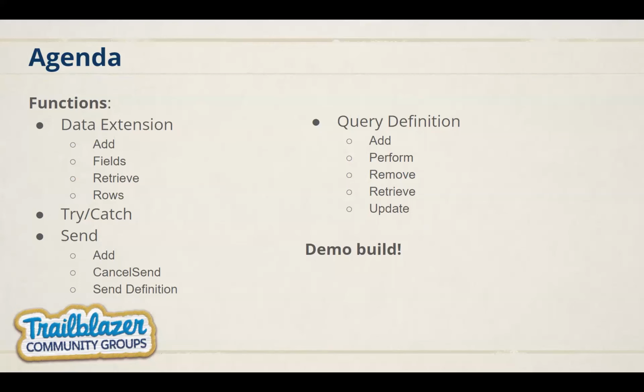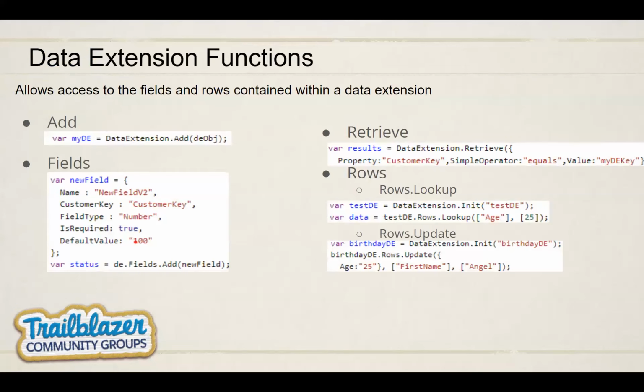All right, so let's get started here. So the data extension function. The data extension functions allow access to the fields and rows that are contained within a data extension. So, as we've mentioned in previous sessions, we have to initialize the object first, but the add function creates a new data extension and returns an initialized data extension object. So you'll see here I've included some sample code snippets as well to see what that would look like.